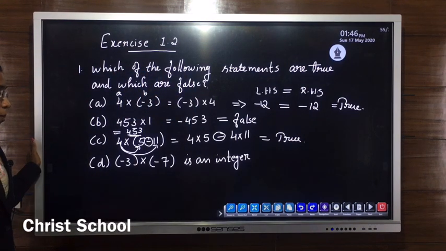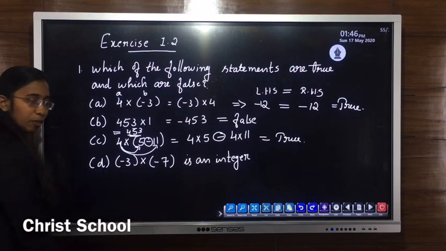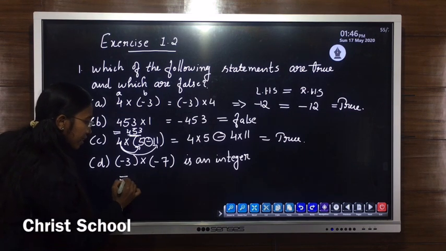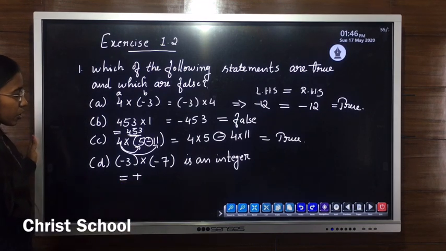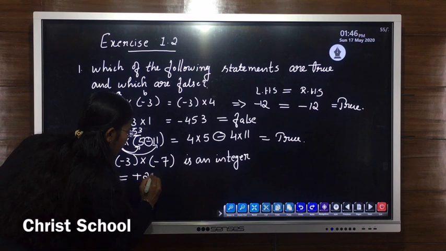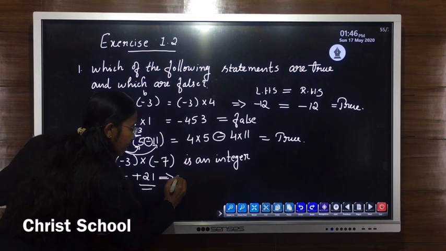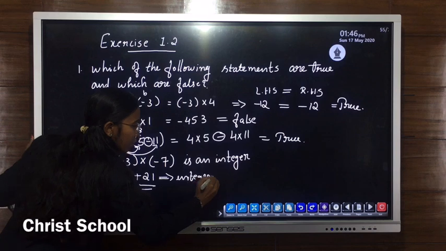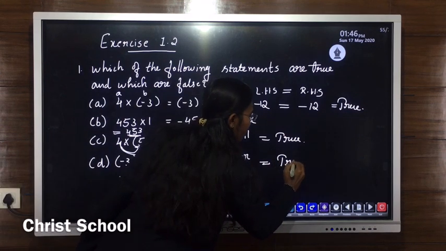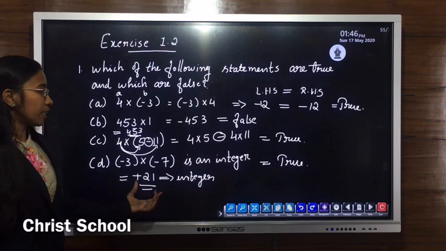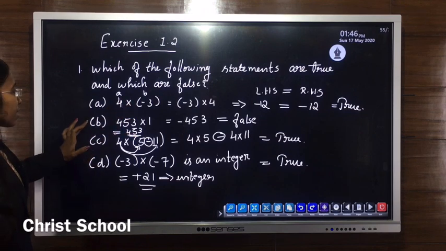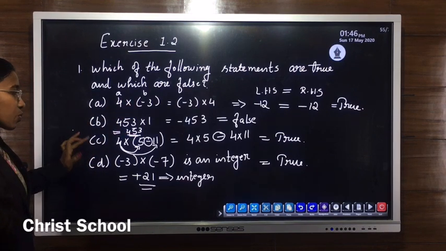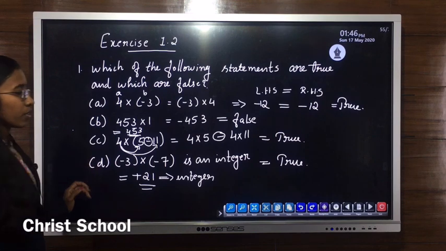And D part, minus 3 into minus 7 is an integer. You know, minus 3 and minus 7 both are integers. When we are multiplying these numbers, they are like integers, so our sign is always positive. 7 3s are 21. This 21 is again an integer. So this statement is true, and this is closure under multiplication. So the first one is true because that is the commutative property. The second one is false. The third one is true, and the fourth one is also true.